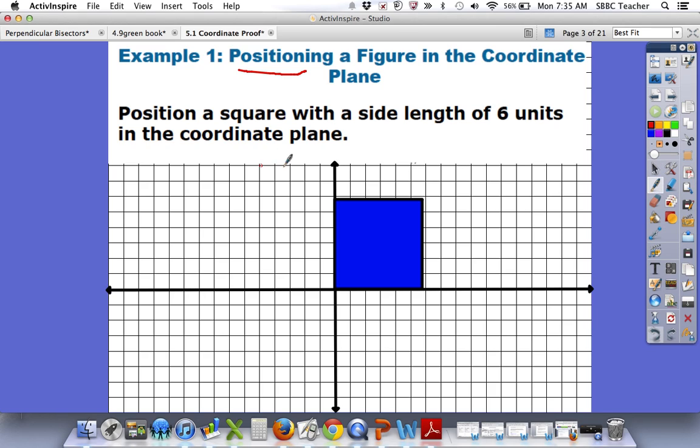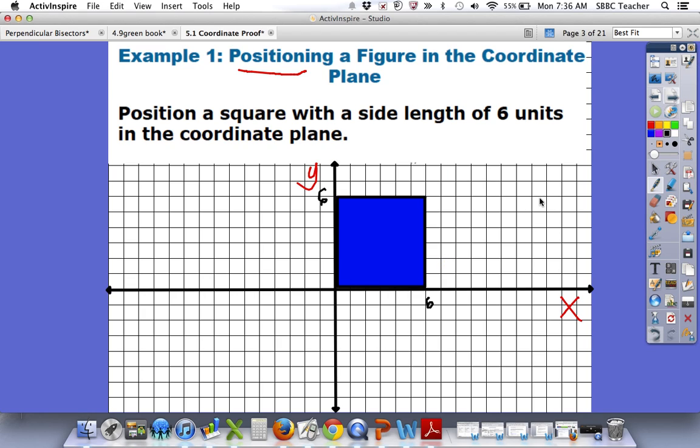Let me show you what I mean by that. This is the y-axis and this is the x-axis. If each box is 1 unit, I count 1, 2, 3, 4, 5, 6 going up. And going horizontally, we have 1, 2, 3, 4, 5, 6 also. So I can clearly see that this square has side length of 6 units because of the way I positioned it in the coordinate plane. That's what positioning means: putting a figure on the coordinate plane such that you can tell what the side lengths measure.